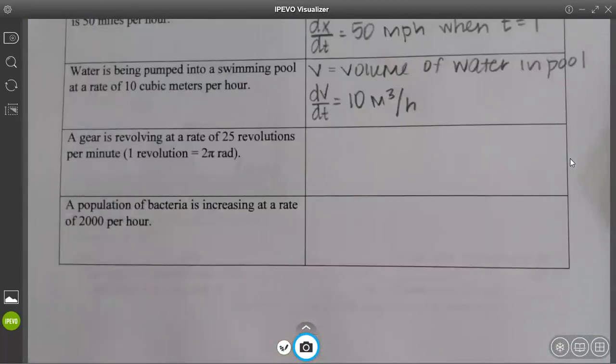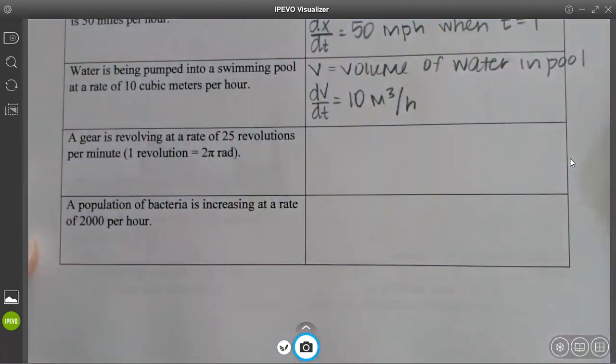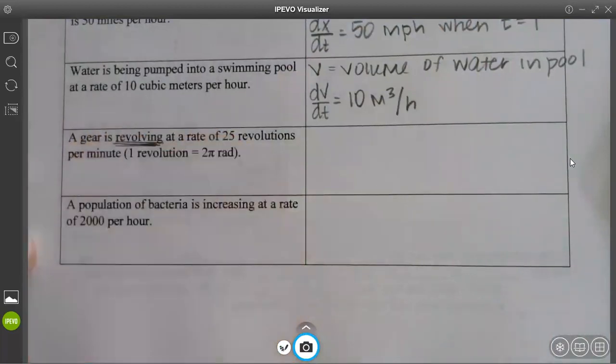All right. A gear is revolving at a rate of 25 revolutions per minute. One revolution equals 2 pi radians. This one's a little bit harder. If we're revolving, what are we using? Circles. Okay. What do we use inside circles, like inside the unit circle? What? Radians go with what? What can I change radians to? And degrees are measures of.